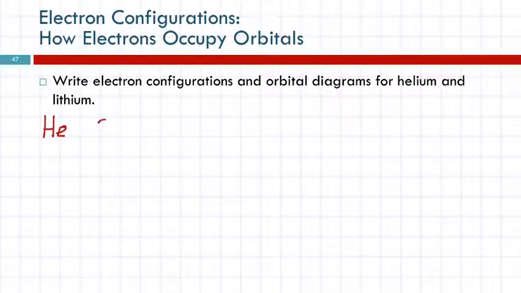2 electrons, right? Because it's element number 2 in the periodic table. That tells me it's got 2 electrons, it's got 2 protons. I like to draw the orbital diagrams first, so we're going to do those first. So here's my orbital diagram.